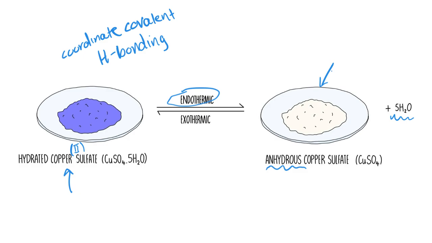And we can actually go back and forth between the hydrated and the anhydrous version. So if we add water back into the anhydrous version, it will release energy and go back to the hydrated version. So it's kind of cool, you can go back and forth. For copper 2 sulfate, the anhydrous version is kind of white, and then the hydrated version is blue.